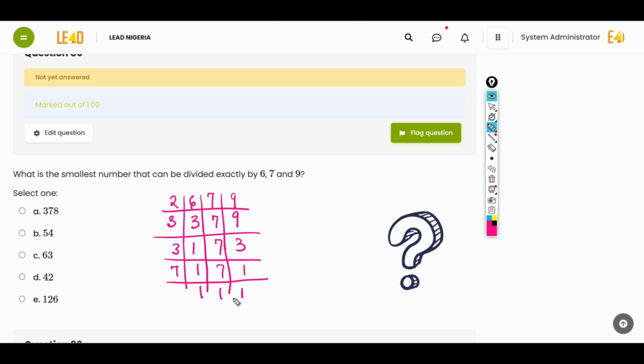All right, so the smallest number, the LCM of all of those, is just 2 times 3 times 3 times 7. That would be 7 times 3 is 21. 21 times 3 is 63. And 63 times 2 is 126. All right, so the LCM is 126.